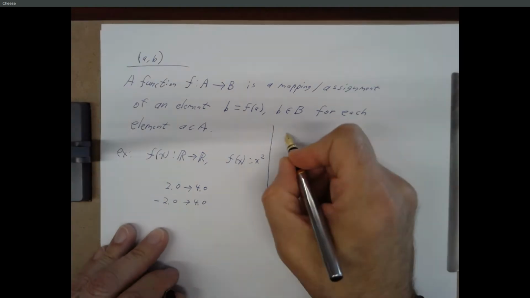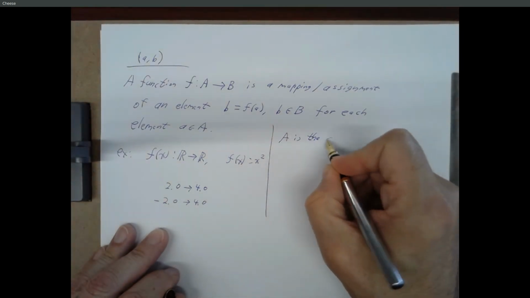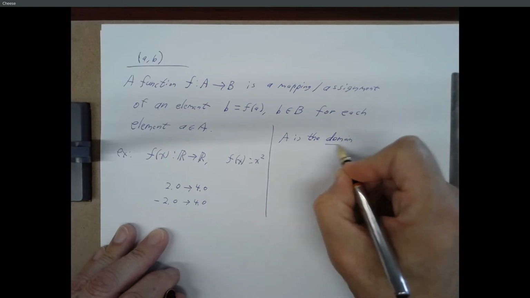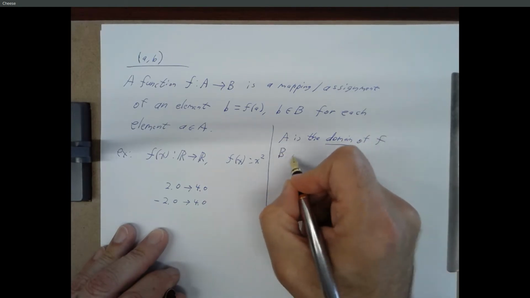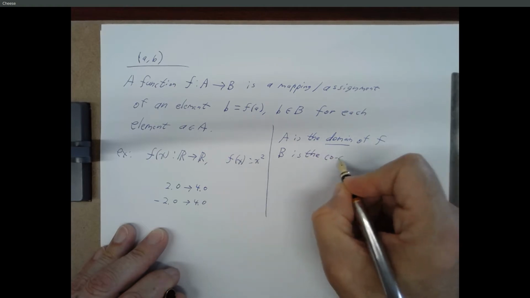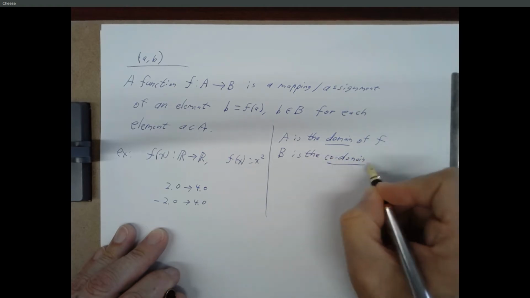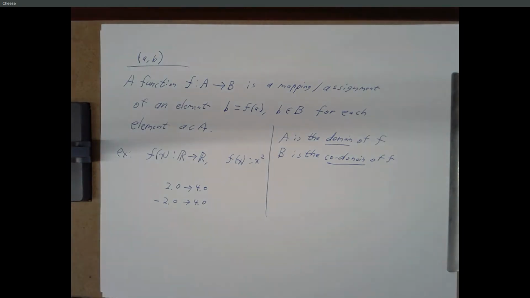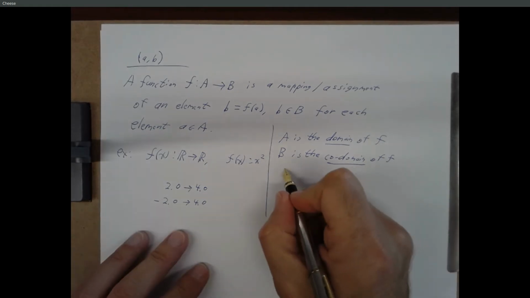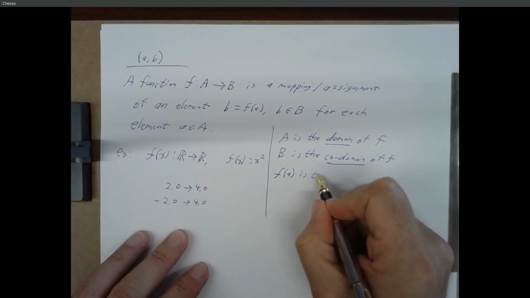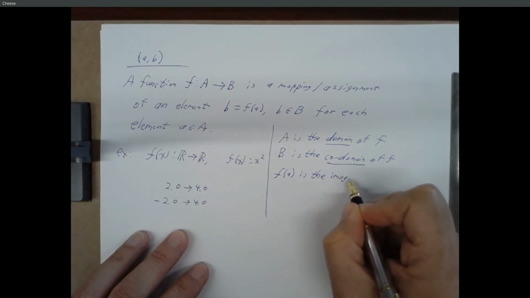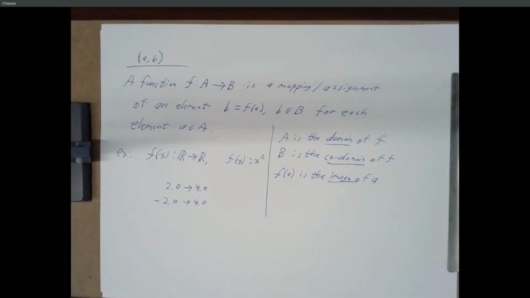Okay, so there's terminology. A is the domain of f, and B is the codomain of f. f of A is what we call the image of A. Is this kind of like linear algebra mapping? Could be, yeah. That would be a good example of a function, but it's a more general concept here.